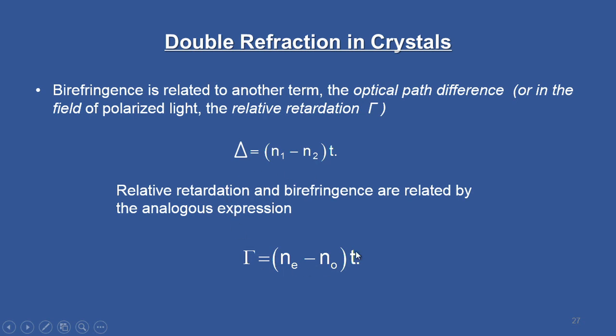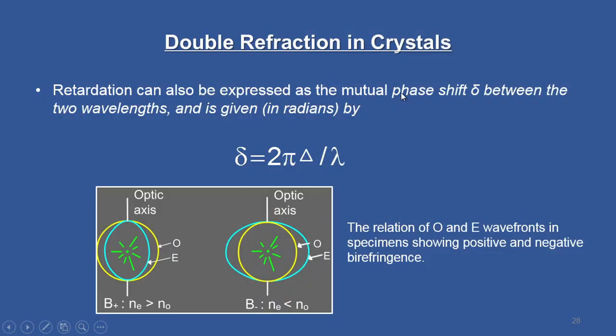These parameters will be useful when we talk about the enhanced amplitude of the resultant wave which comes out of the object, which produces a better contrast in the polarized light scheme. Retardation can also be expressed as the mutual phase shift delta between the two waves, and it is given in radians by small delta equal to 2 pi delta divided by lambda.